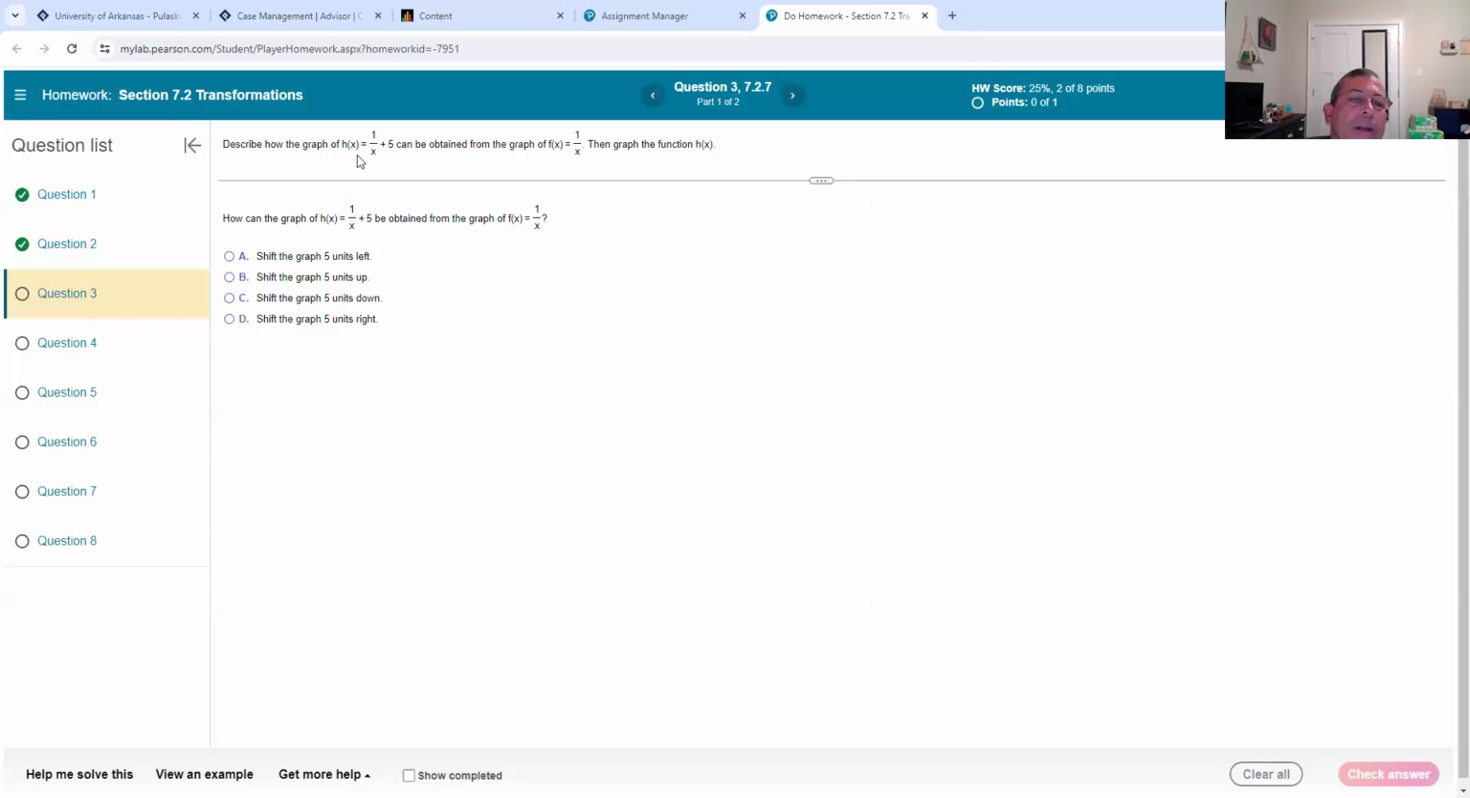All right, y'all, now this one, h of x equals 1 over x plus 5. The 5 is at the end of the function. So what would y'all go with? 5 units left, 5 units up, 5 units down, or 5 units to the right. Now remember that 5 is not inside parentheses with the x. So it's either going to go up or down. And since we're adding, it will go up. Good job.